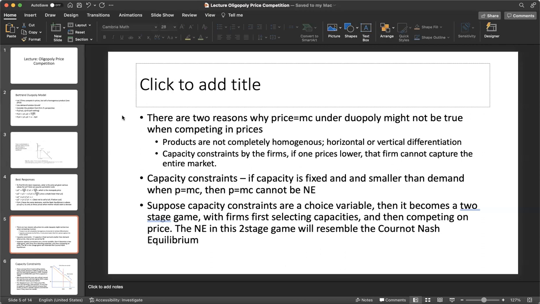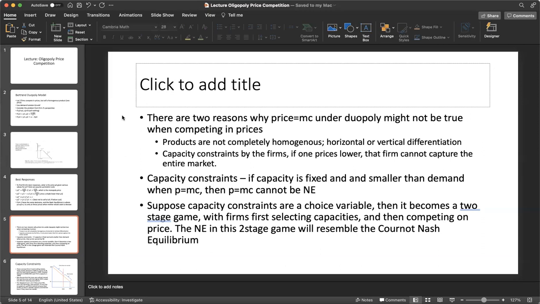So in this case, we suppose capacity constraints or the capacity level are a choice variable. Then it becomes a two-stage game with firms first selecting capacities and then competing on price. The Nash equilibrium in the two-stage game is the Cournot-Nash equilibrium, which is the Cournot equilibrium. Okay, so we will be looking at that case and the horizontal differentiation case next week. So those are two very simple extensions. But the point of this slide is this price equals marginal cost. There are two reasons why it is not true in reality. It's because products are not completely homogeneous, and therefore the demand elasticity faced per firm is not infinite.